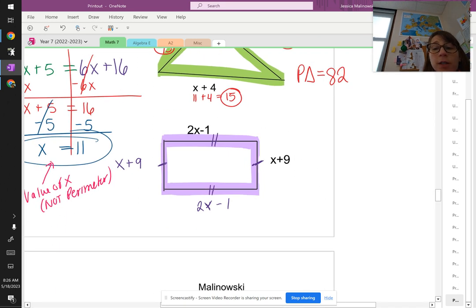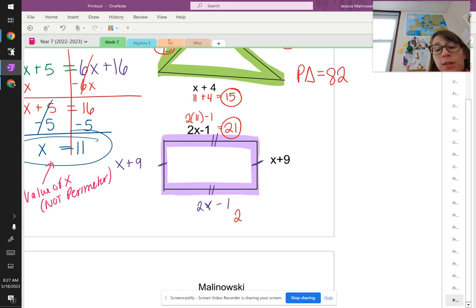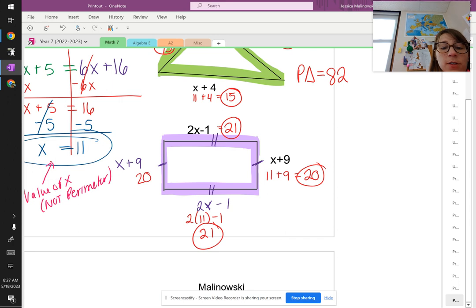Coming over to my rectangle, 2 times 11 minus 1, that's 22 minus 1 is 21. So that means this side is also 21. I actually could do that down here and have less disorganized. 11 plus 9 is 20, making this side 20. 2, 4, 6, 8. One more is 2.